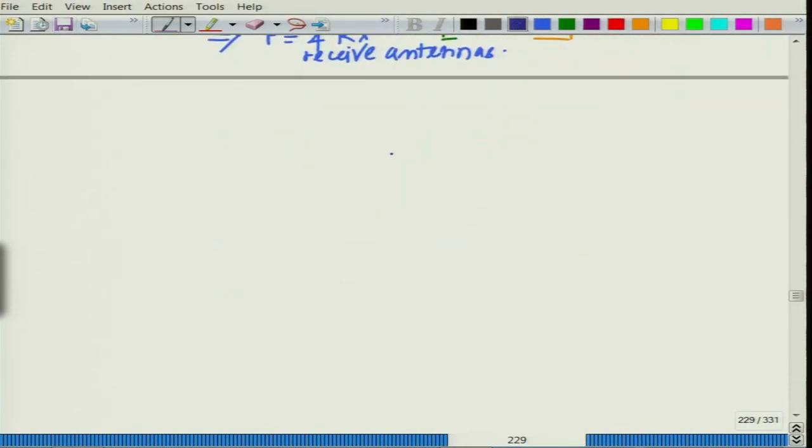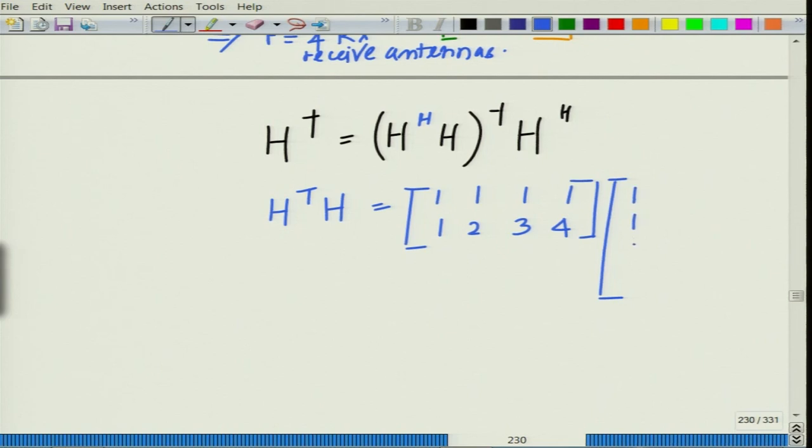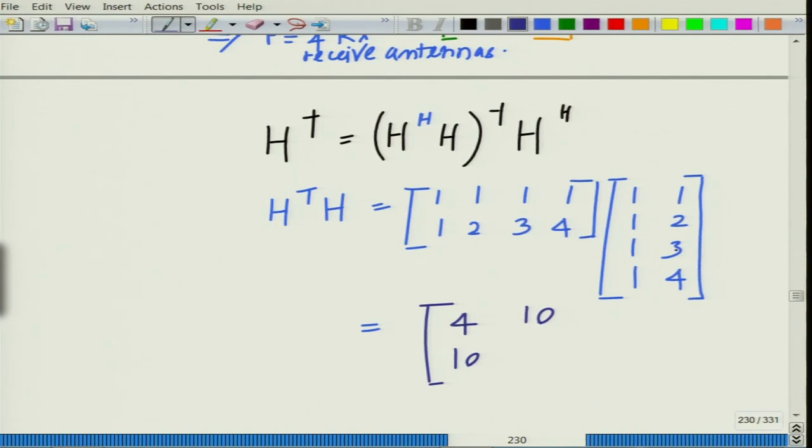And so therefore, now let us evaluate the zero forcing receiver, that is H dagger, which, remember, is H Hermitian H inverse, H Hermitian. So, first let us evaluate this matrix, that is the pseudo inverse matrix. Now, here I can replace the Hermitian by transpose. So, H transpose, because this is a real matrix, this will be 1 1 1 1, 1 2 3 4, times 1 1, 1 2, 1 3, 1 4. If you perform this, you will get 4, 10, 10, then you have 1 plus 4, 5, 5 plus 9, 14, 14 plus 16. So, this is going to be the 2 cross 2 entry, this is going to be 30.